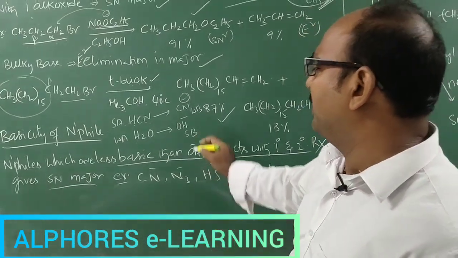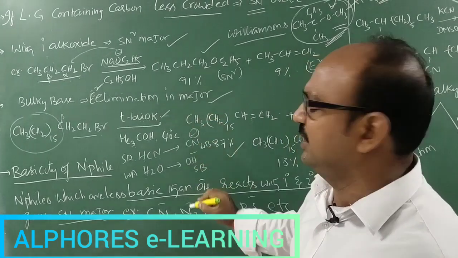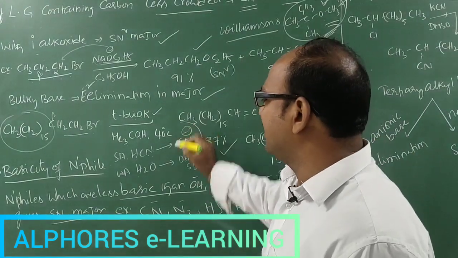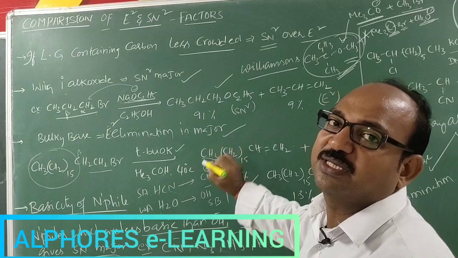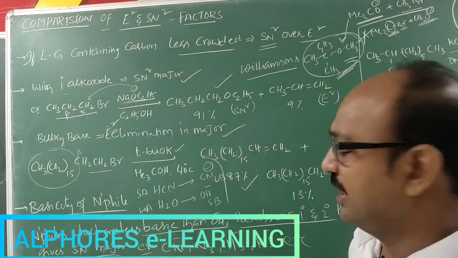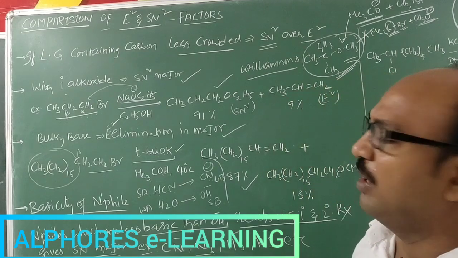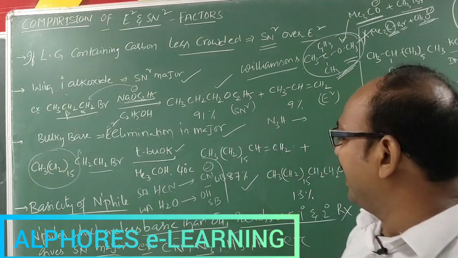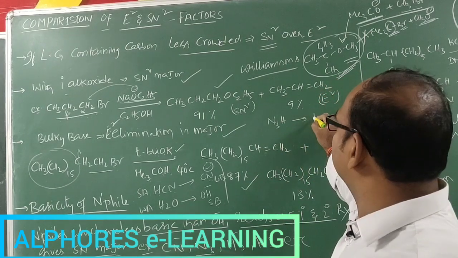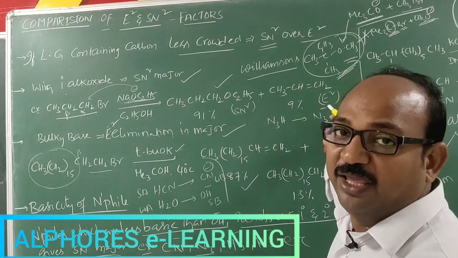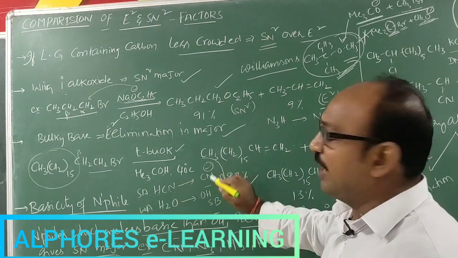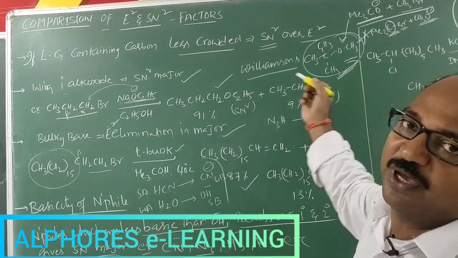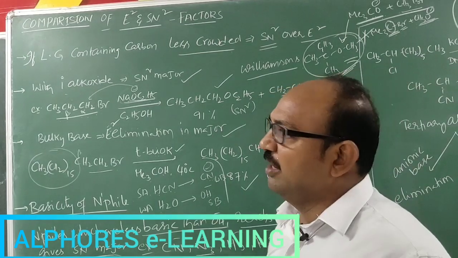What I mentioned here: compared to OH minus, if any species is less basic. Yes, here CN minus is less basic. Since CN minus is less basic, it prefers substitution rather than elimination. Similar to that, N3 minus, which is obtained from hydrazoic acid, N3H. This hydrazoic acid, compared with water, is also a strong acid. Hence its conjugate N3 minus is obviously a weak base compared to water. Since compared to OH minus, N3 minus is a weak base, obviously it prefers substitution rather than elimination.